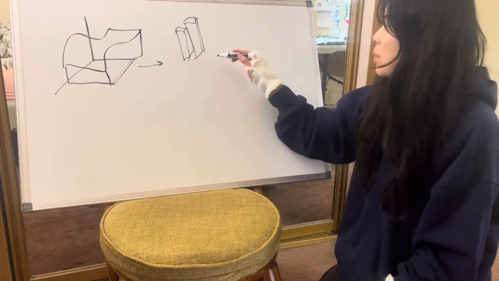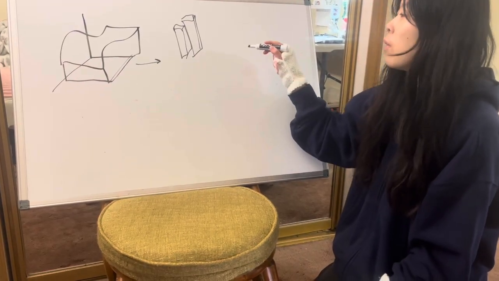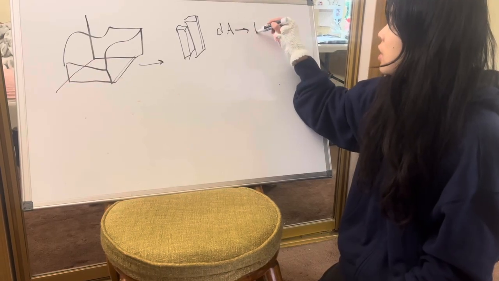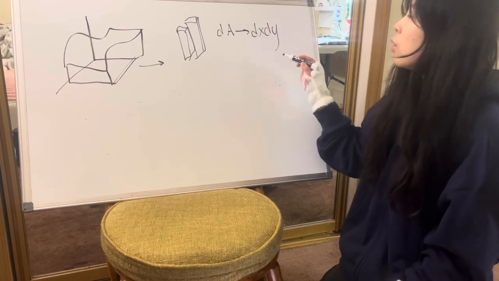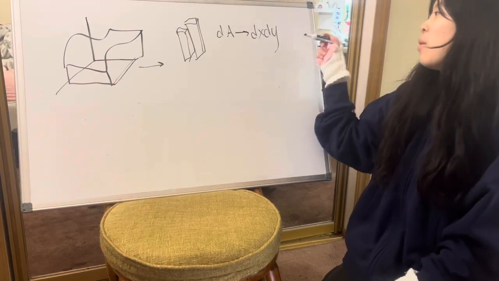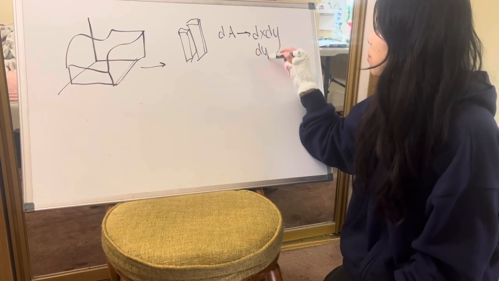So just like in BC, instead of having two variables, we're going to be doing dA, which comprises dx dy. Now, does it matter if it's dy dx or dx dy? No, and this is Fubini's theorem.